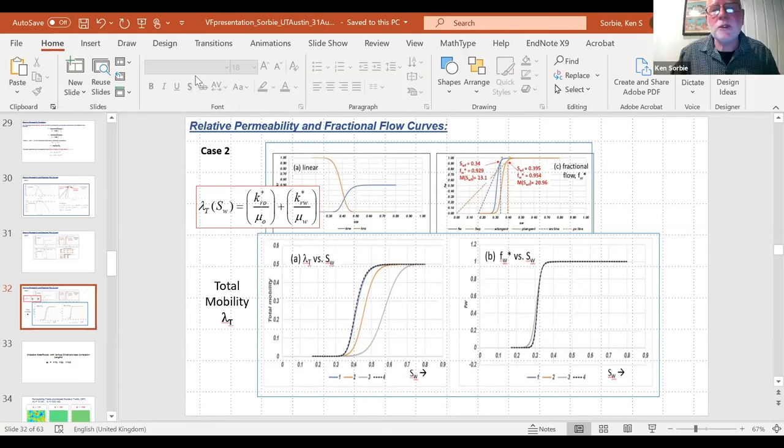Sorry, Kishore, you wanted to? Yeah, excellent talk, Ken. Really enjoyed it. My question is, let's stick with this slide you have. So 1, 2, 3, 4 are different choices of relative permeability? Yes. The rel perms here are the ones, you can only see one here.